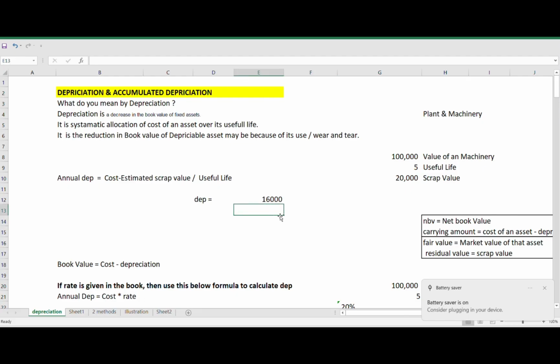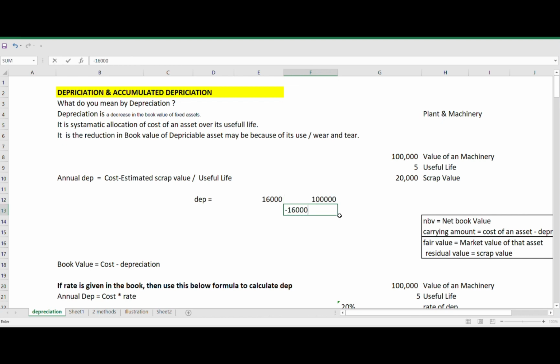So now, cost is 100,000. How do you calculate the depreciation? Cost minus scrap value divided by useful life. You got this 16,000. 100,000 minus 16,000. In the first year, you will deduct 16,000 as depreciation. In the second year, again you will minus 16,000. And third year, again you will minus 16,000. Fourth year, you will minus 16,000. And the fifth year, you will minus 16,000.